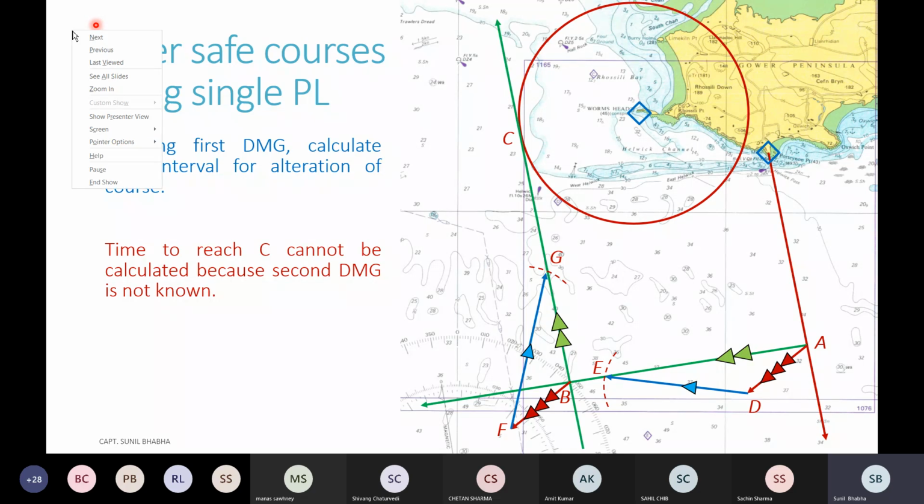So you can see, we can find the time to alteration. We can find our ETA to Bravo point, but we cannot find our ETA to Charlie point because our position is not fixed. We don't know whether we are at Bravo or at some other location. So ETA to C cannot be found out. The only thing which we can find is what should be the time to alteration.